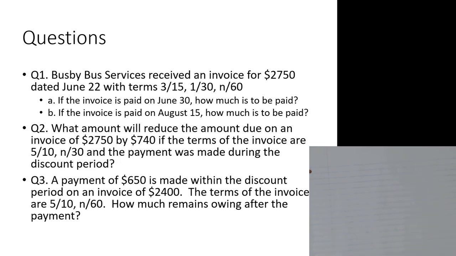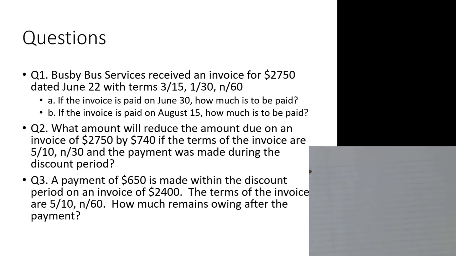Well, what that essentially means is you get 3% discount if you pay in 15 days. Cool. You get a 1% discount if it takes you more than 15 days, but you pay within 30. And then the net is due after 60 days. So you don't get to combo up the discounts or anything like that. You get one discount. It's just a matter of which discount. 3%, 1%, or 0%. So if the invoice is paid on June the 30th, how much is to be paid?